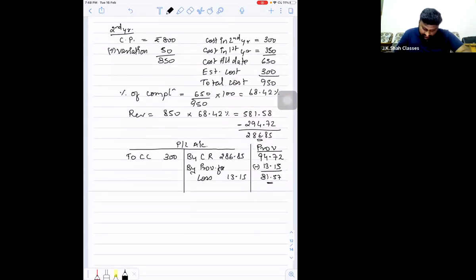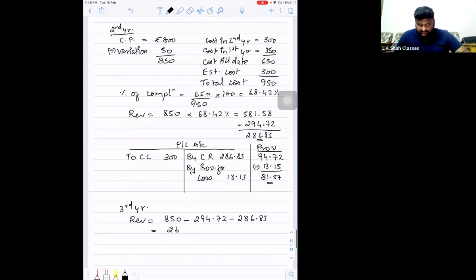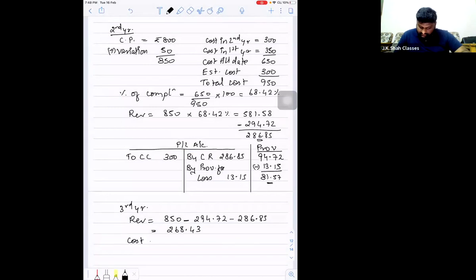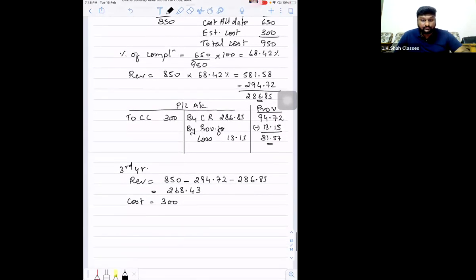Now quickly come to the third year. How much revenue? Sir, the full 100% work will be completed. So 850 minus 294.72 minus 286.85. What is the answer for revenue? 268.43. And cost will be 300 only. Right? Cost will be 300 only.